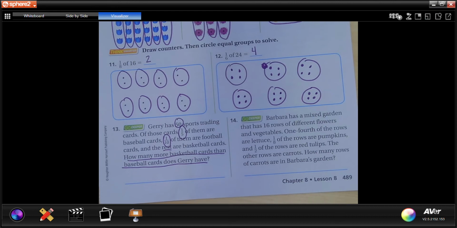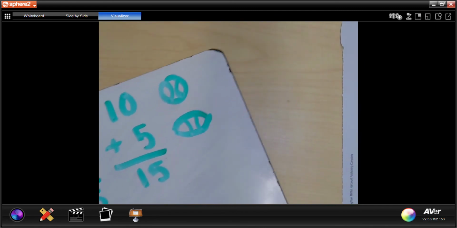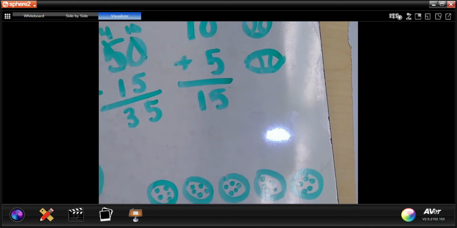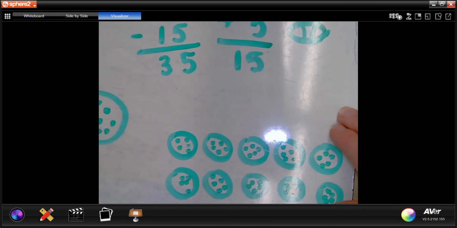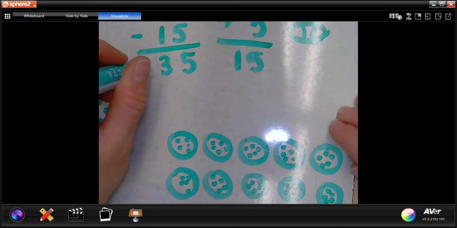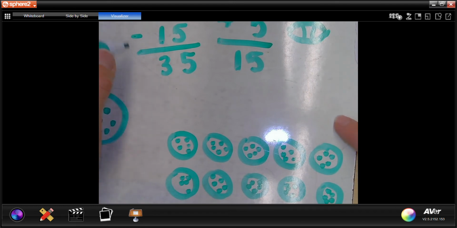Mrs. Douglas did this wrong. Oh, okay. So how many more? Okay, so then we didn't finish the problem. I apologize. So this is the amount of basketball cards. So this is basketball. Okay. So we'll just say this is basketball.